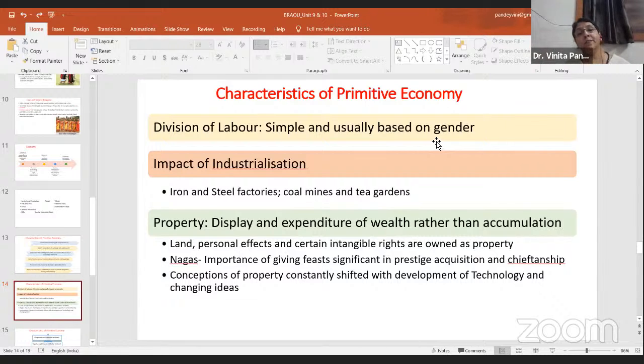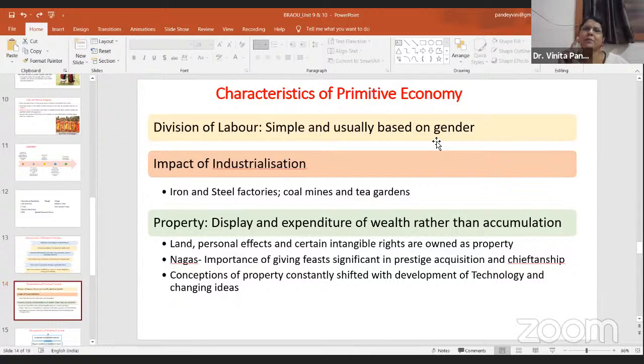Division of labor, whenever it is there, my dear friends, it leads to specialization. If division of labor in society is very intense, specialization also increases because of it. But in primitive societies, division of labor is very simple.